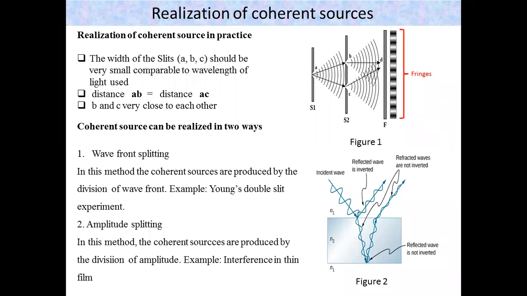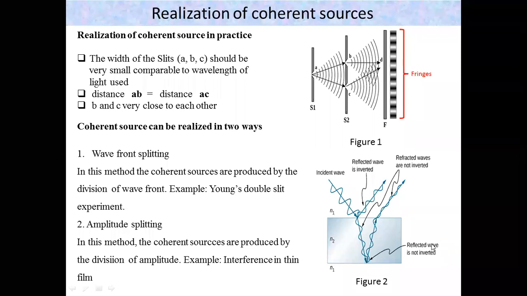This method is useful only with narrow slits whose width should be comparable to the wavelength of light. For example, Young's double-slit experiment.